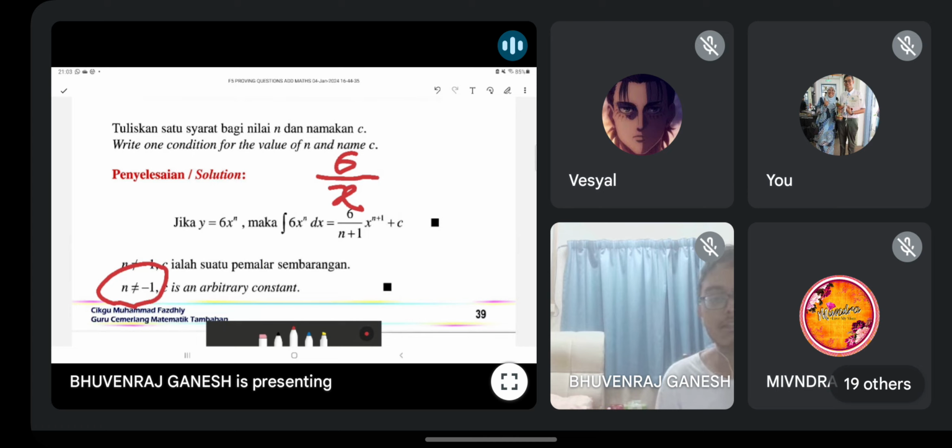Okay guys, have you all seen this kind of question? They ask you to integrate this kind of function. Pernah tak kamu semua jumpa yang ni? How do you integrate this, guys? Don't tell me that you integrate like this. If you do like this, it is wrong.